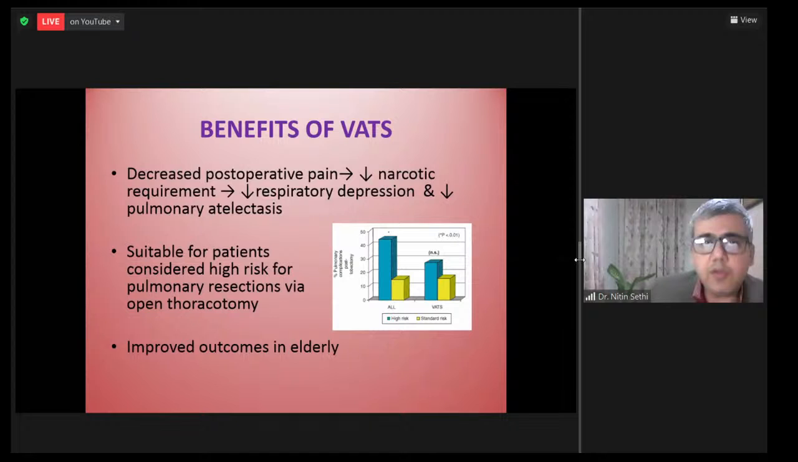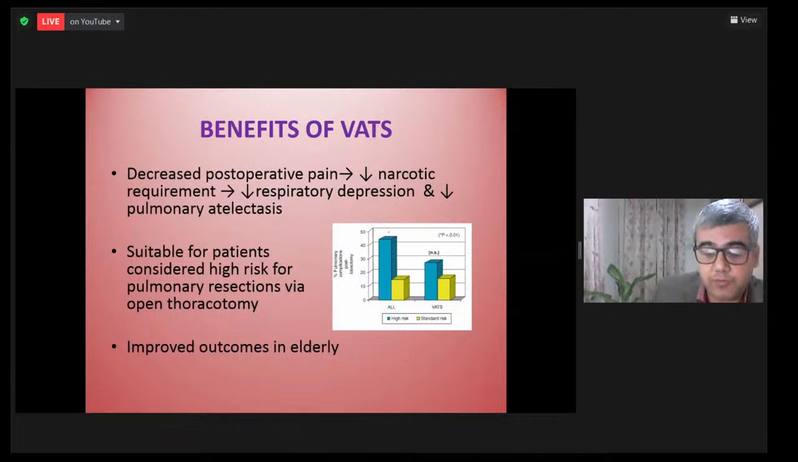Now, it has been clearly shown that one of the major benefits of VATS is, firstly, it decreases postoperative pain. Being a minimally invasive surgery, it decreases narcotic requirement, which results in decreased respiratory depression and decreased incidence of pulmonary atelectasis. A large number of studies have shown that in patients who are high risk for anesthesia, the incidence of complications with VATS is less as compared to patients undergoing open surgeries. And VATS has also shown improved outcomes in elderly patients.